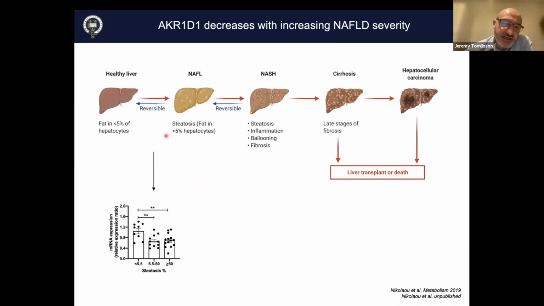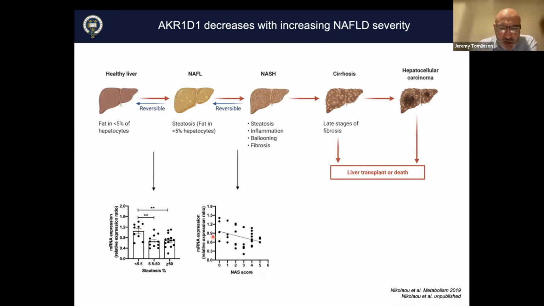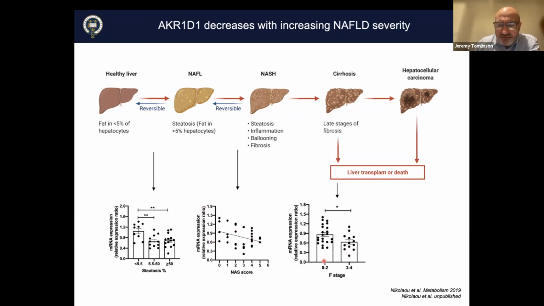So if you look in liver biopsies and you look at gene expression levels, with increasing steatosis, what we see is decreasing AKR1D1 expression. The NAS score is a histological score based upon steatosis, inflammation, and ballooning. So it gives a marker of NASH, increasing scores, more NASH effectively. And you can see here that as you go with an increasing NAS score, your mRNA expression in liver biopsies decreases.